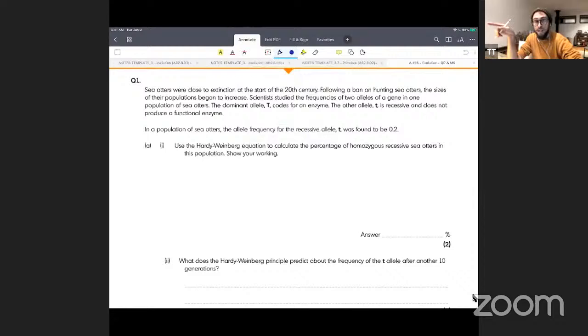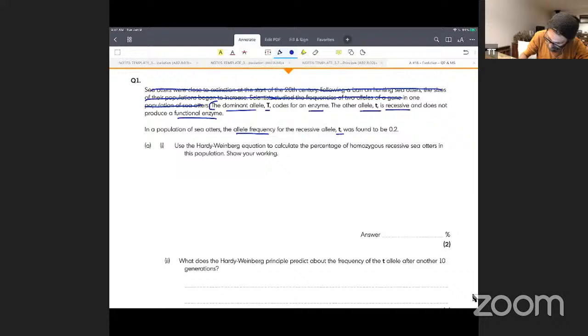Sea otters were close to extinction at the start of the 20th century. Boring, boring, boring, not relevant. Following a band, not relevant. Okay, study the frequencies of two alleles of a gene. Not relevant. Okay, so here we've got the dominant allele T, which codes for an enzyme. The recessive allele little t does not code for a functional enzyme. In the population, the frequency of the recessive allele was found to be 0.2. What do we know?